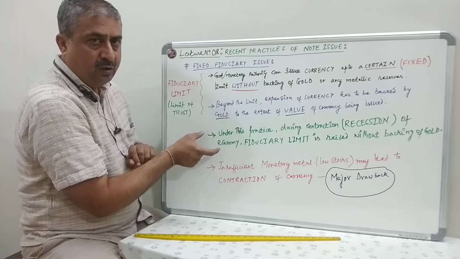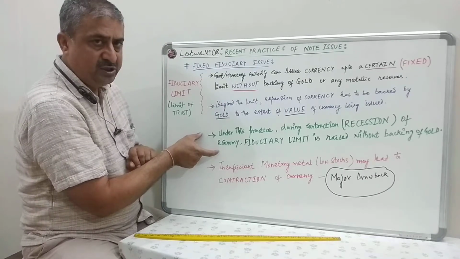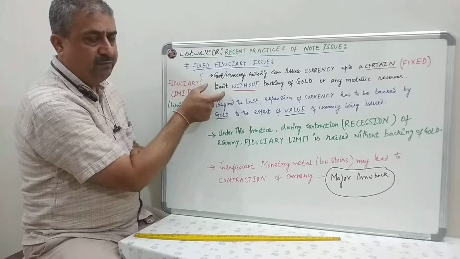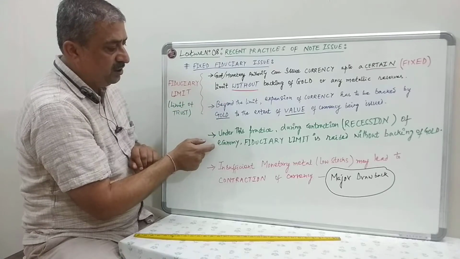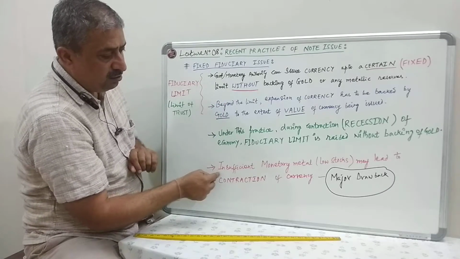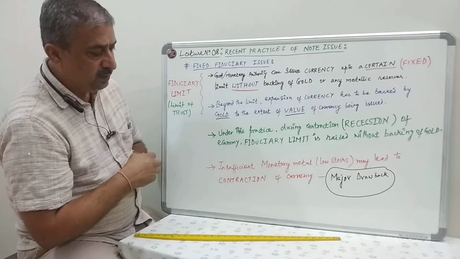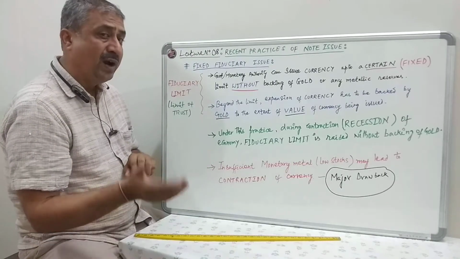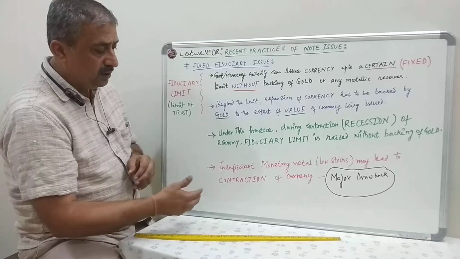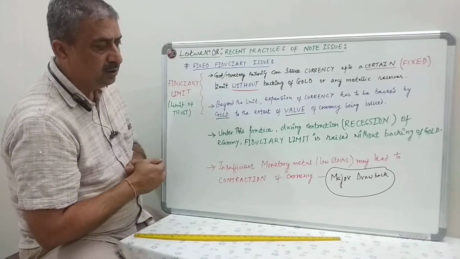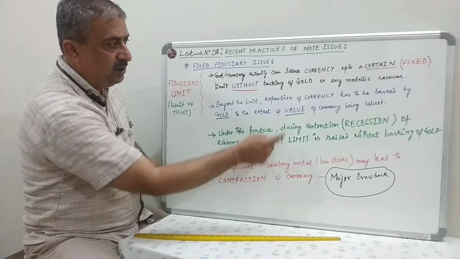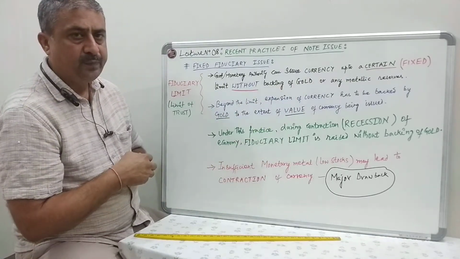Economists and central bank authorities use these terms. These are used for your common understanding. This is the same as this. Insufficient monetary metal stocks may lead to contraction of currency. Now, why does currency contraction happen? Currency contraction happens because of insufficient monetary metal. That is, monetary metal here means gold.